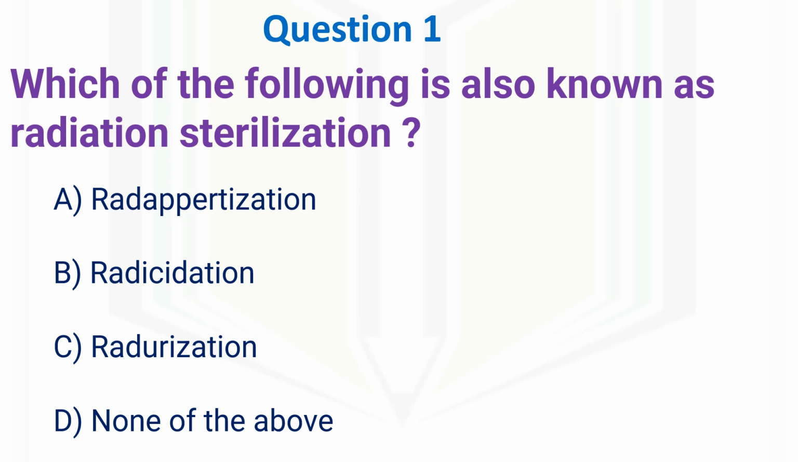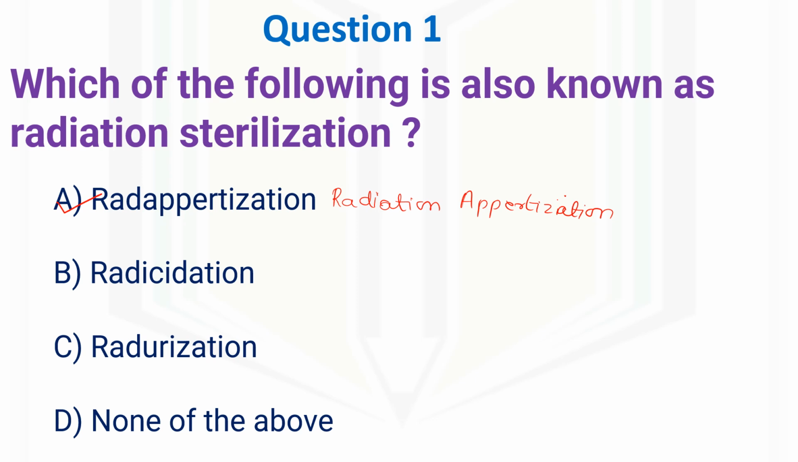Question number 1. Which of the following is known as radiation sterilization? Options are radappertization, radicidation, radurization. Option D is none of the above. And the correct answer is option number A, radappertization. As the name suggests, it is radiation appertization, and appertization also means sterilization. That's why it is very easy to remember that it is radappertization, that is radiation sterilization.